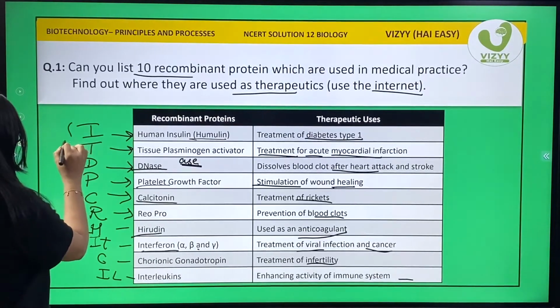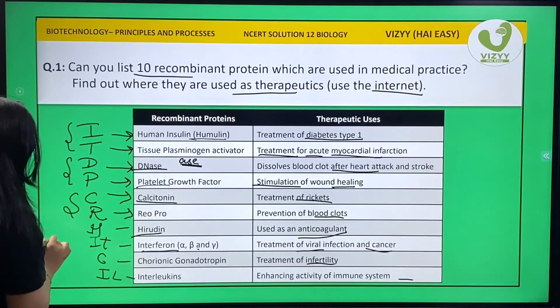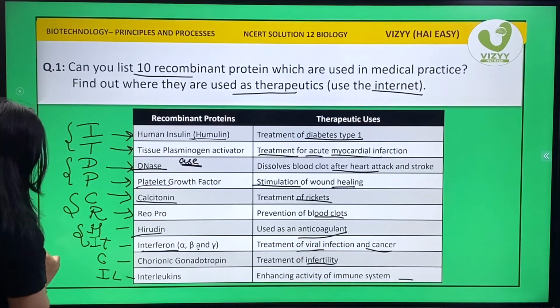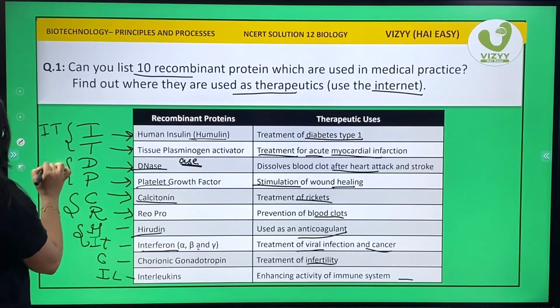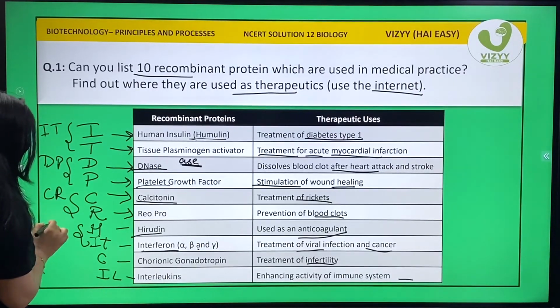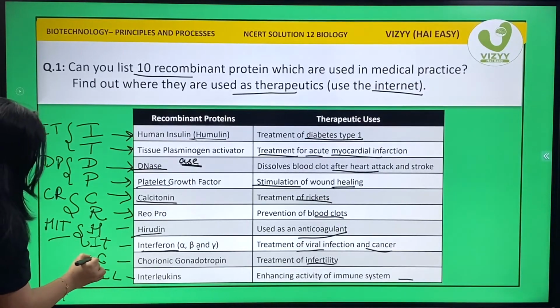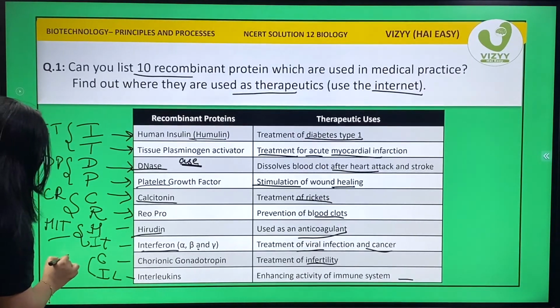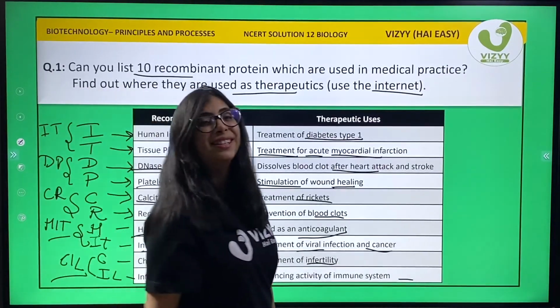So IT, DP, Cristiano Ronaldo, HIT, HIT. So information technology, IT, DP, display picture, CR, Cristiano Ronaldo, HIT, HIT, and CIL, chill. Easy? So try remembering it this way.